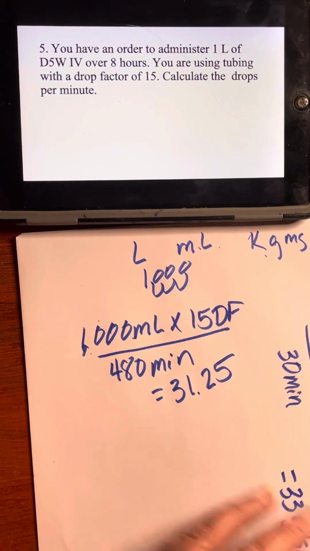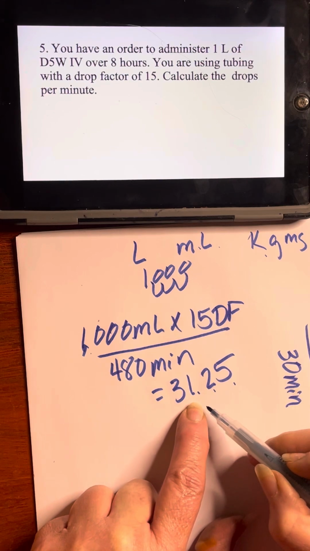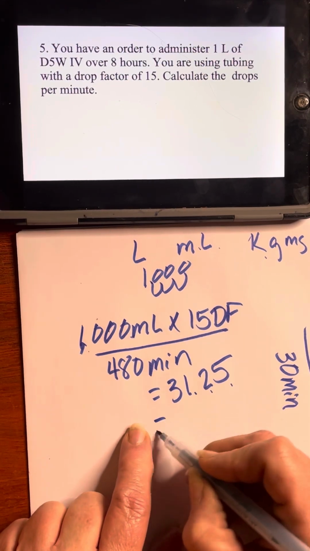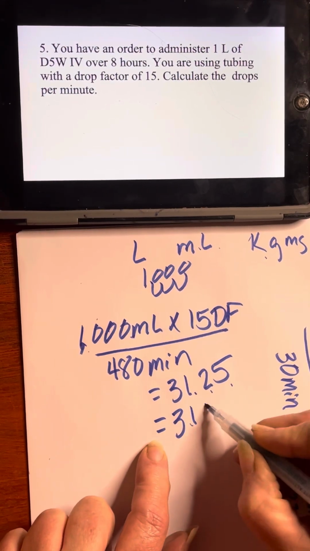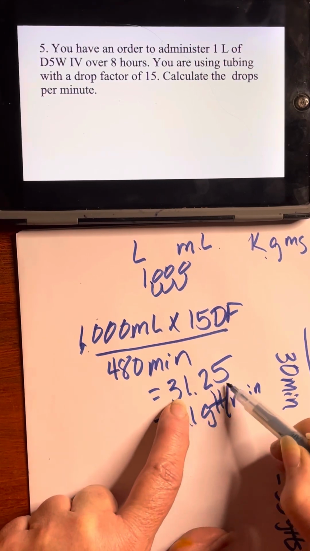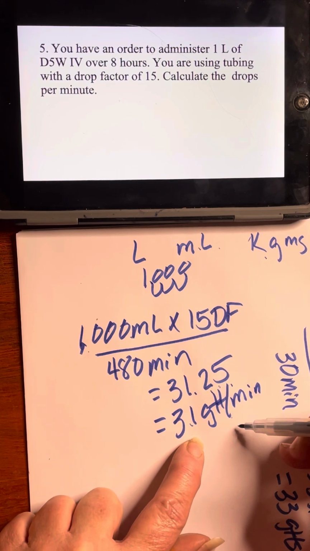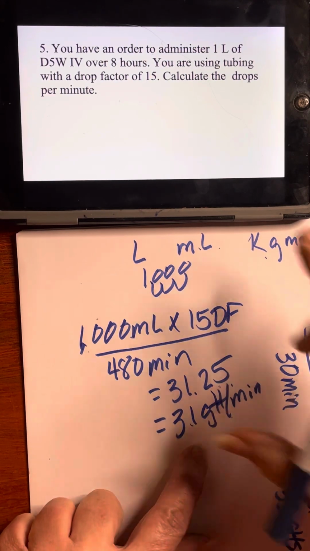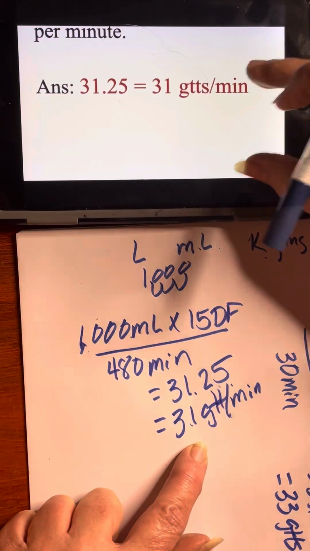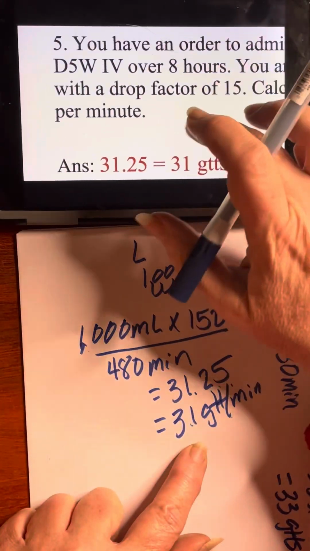31.25. So the 5 is going to make that a 3, but it's not going to do anything to the 1. So we're going to say the answer is 31 drops per minute. And look, I'd put it right there for Ethel, so she can see that I know how to round as well. Okay, see, look, boom. Yeah, we saved them.